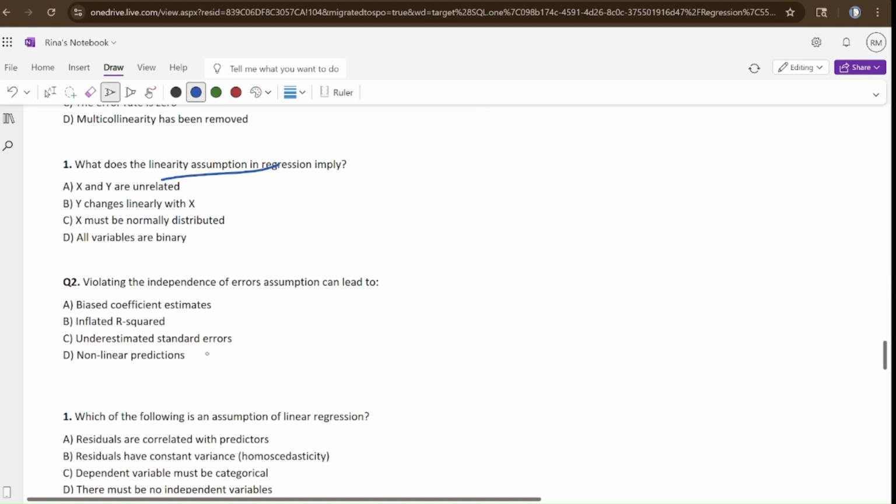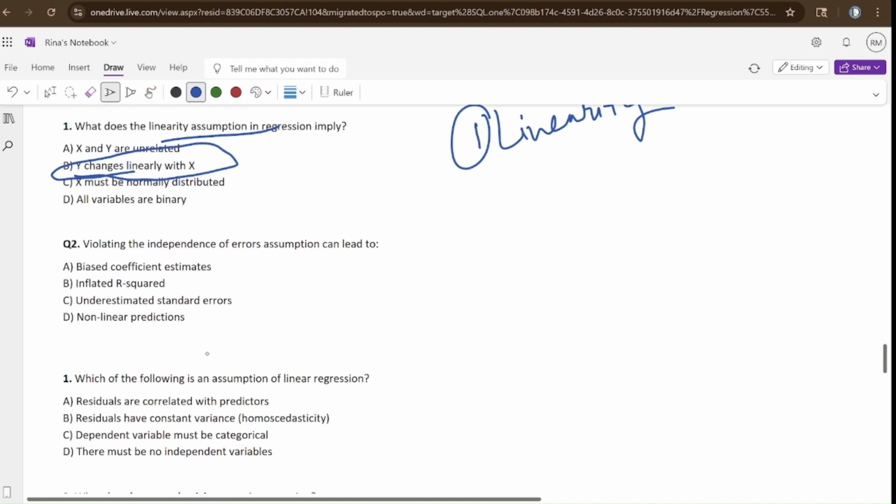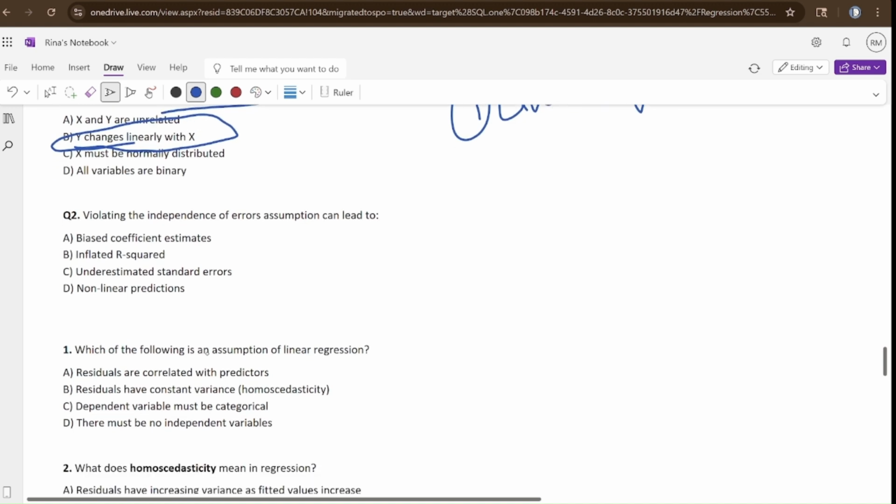What is the linearity assumption? Linearity assumption means Y always changes linearly with X. There are many assumptions while using this regression model. One of them is linearity. There is a linear change of Y with a change in X.